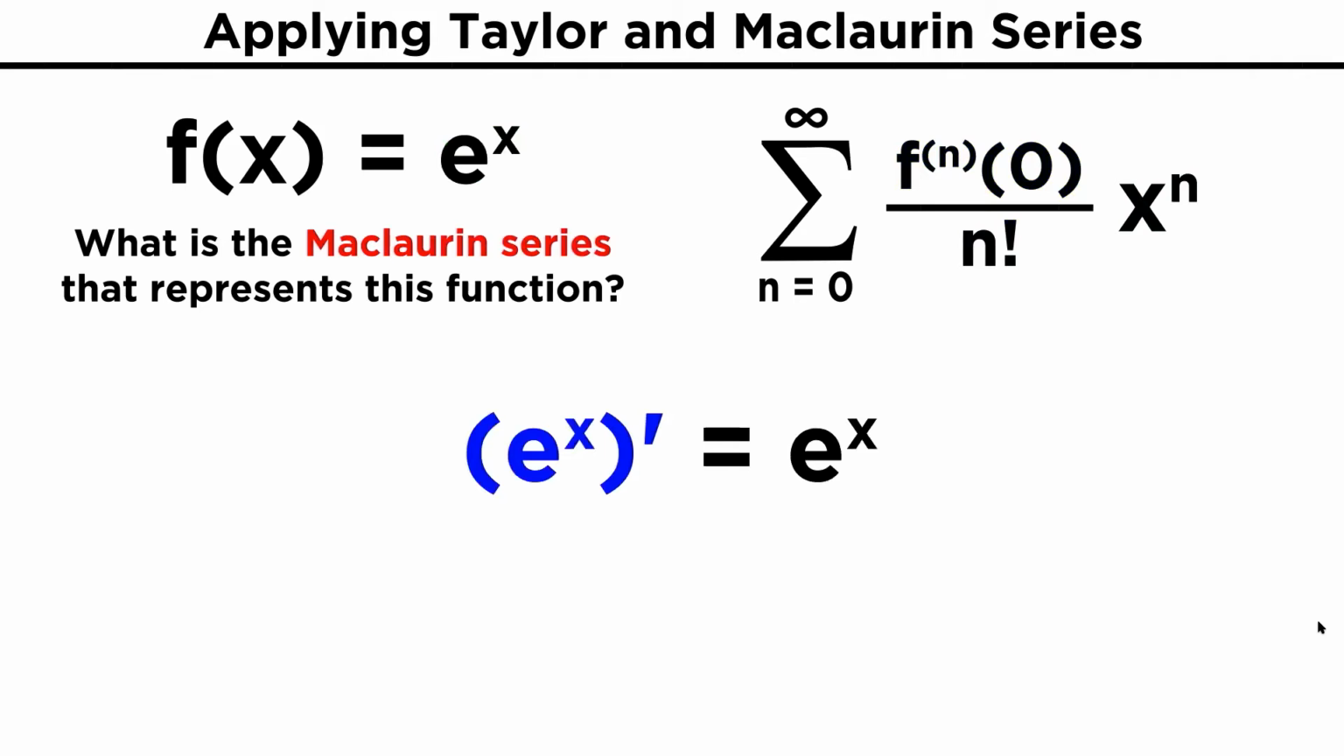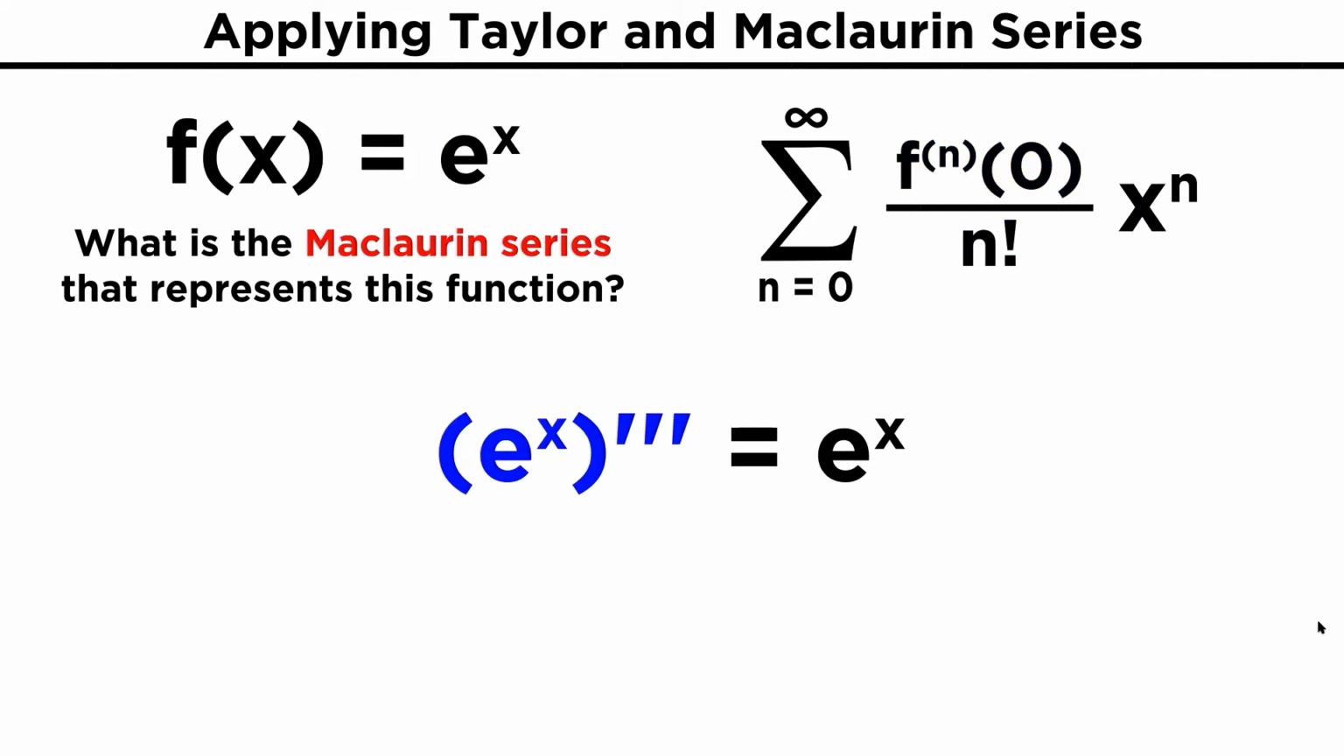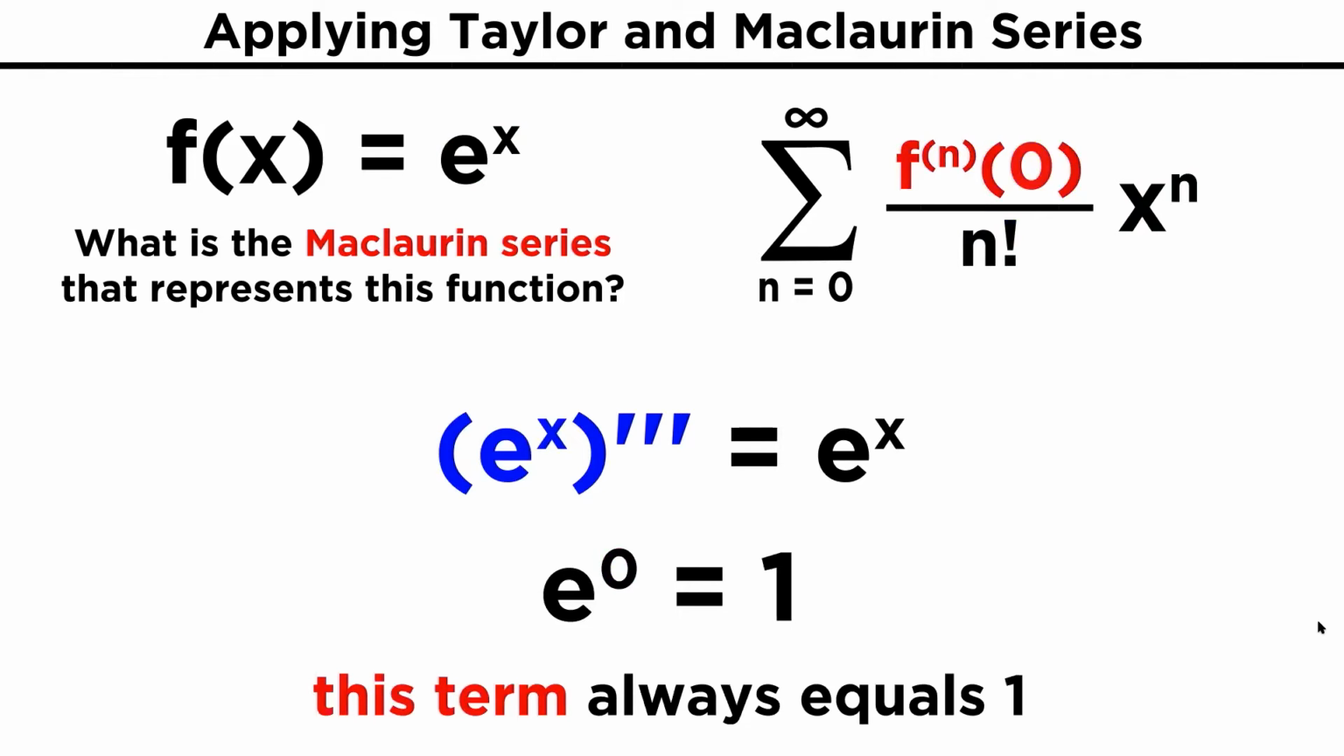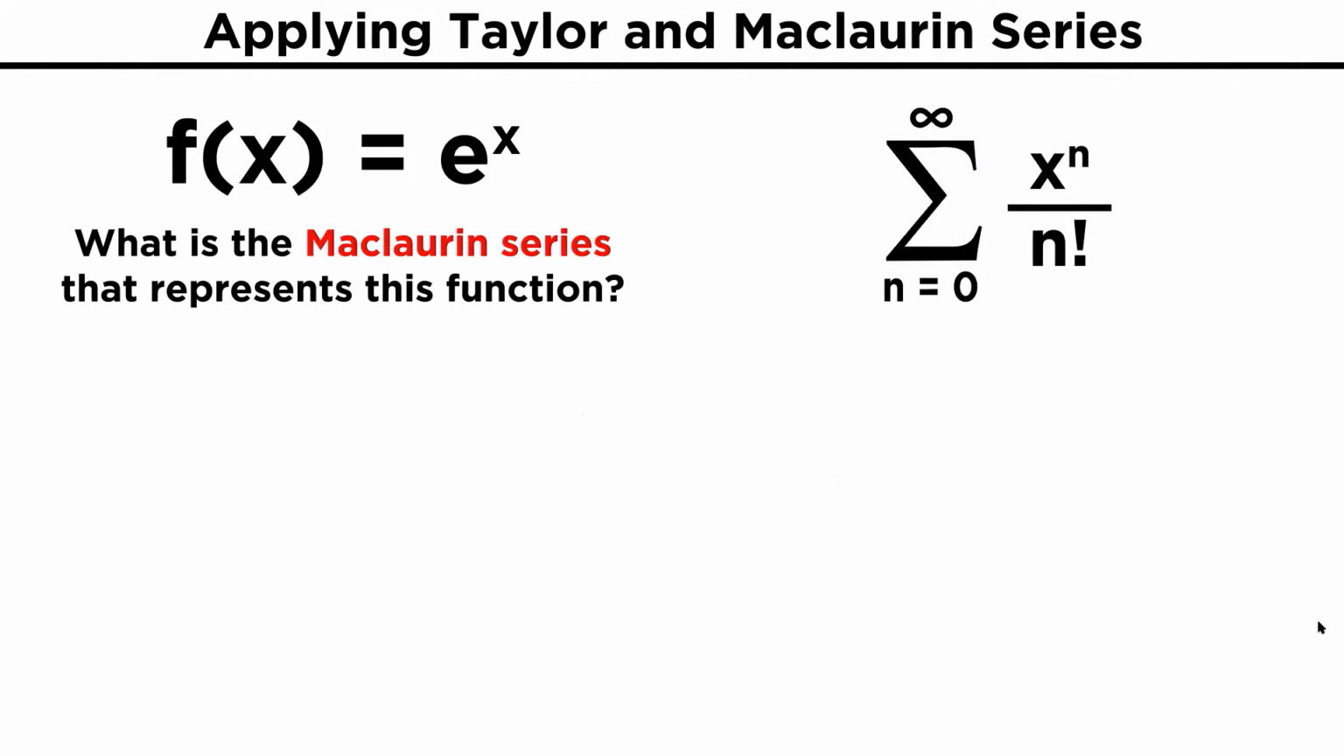The derivative of e to the x is e to the x. So no matter what derivative we are looking at, we just have e to the x. Also, we are plugging in 0 every time, and anything to the 0 power is 1. That means any derivative of this function evaluated at 0 will give us 1. So this entire term can just go away, leaving us with x to the n over n factorial.